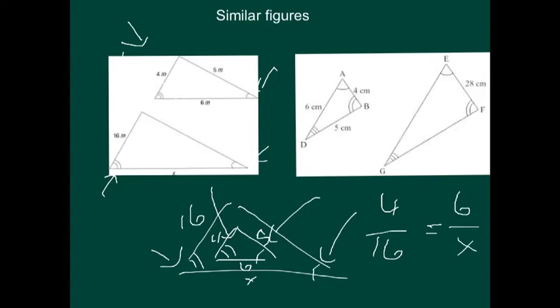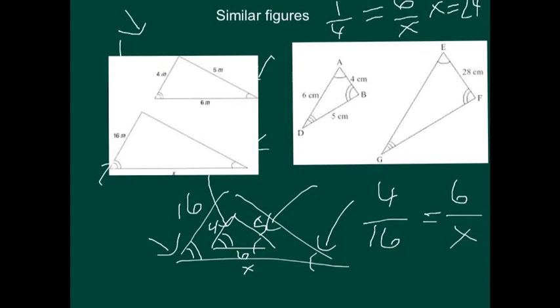So I just have to make sure that I align 6 as the smaller triangle and x as the larger triangle. And then from here, I can either reduce my fraction first to 1/4 equals 6 over x, and that would just make my multiplication and division a whole lot easier to find out that x would be 24, because even if I did the multiplication with the original proportion, I would get 4x equals 96, and 96 divided by 4 would be 24.